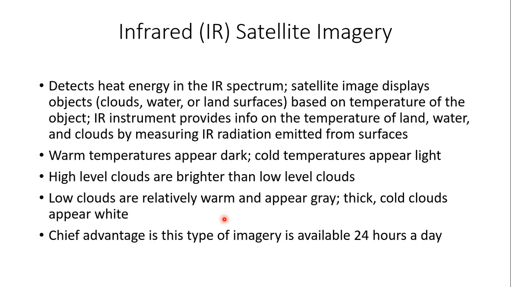Okay, so first we'll start off with infrared or IR satellite imagery. This generally tends to detect heat energy in the IR spectrum, the IR portion of the EM spectrum. The satellite image displays objects such as clouds, water, or land surfaces based on the temperature of those surfaces or those objects. The IR instrument on board the satellite provides information on the temperature of land, water, and clouds. It measures the IR radiation emitted from these surfaces.